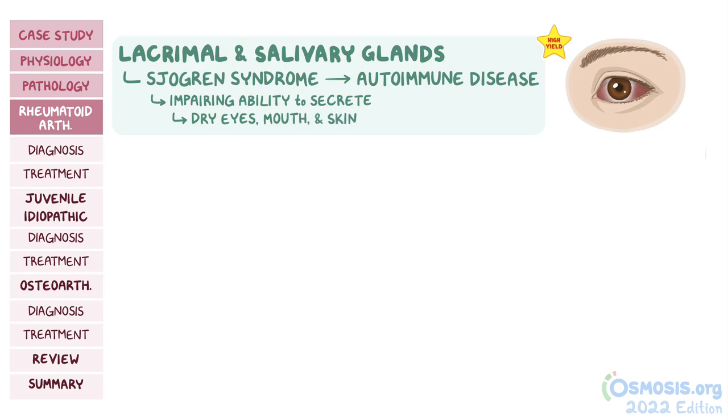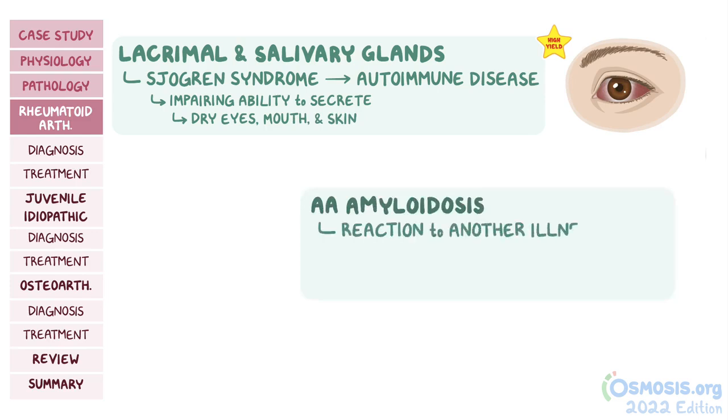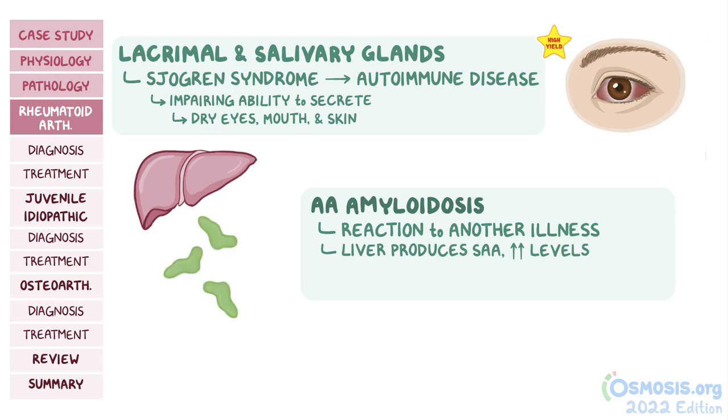And finally, rheumatoid arthritis can lead to AA amyloidosis, which is a type of amyloidosis that occurs as a reaction to another illness. In short, rheumatoid arthritis causes the liver to produce a protein called SAA, or serum amyloid A protein, in high levels, which is a normal reaction. However, if inflammation persists, a small portion of the SAA protein, called AA protein, will separate from SAA and deposit in organs as AA amyloid, especially in the kidneys, where it causes organ damage.